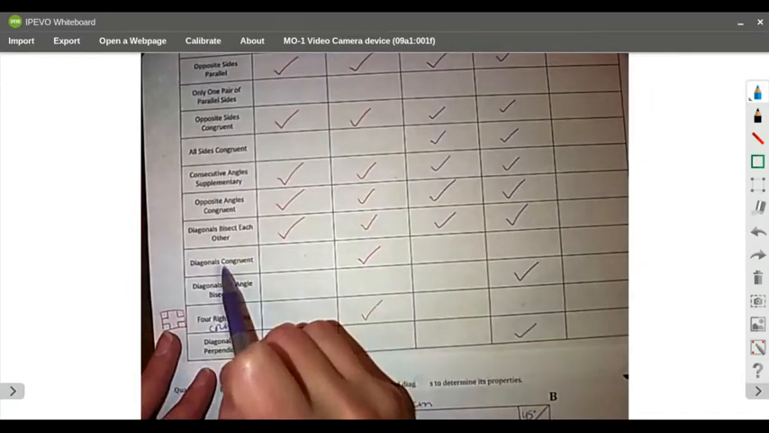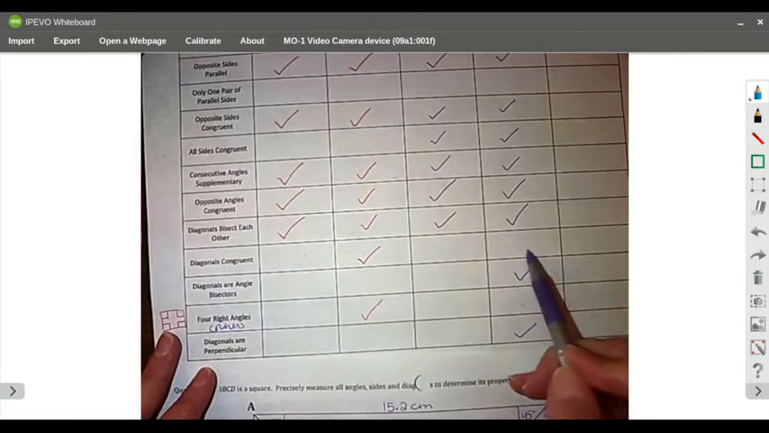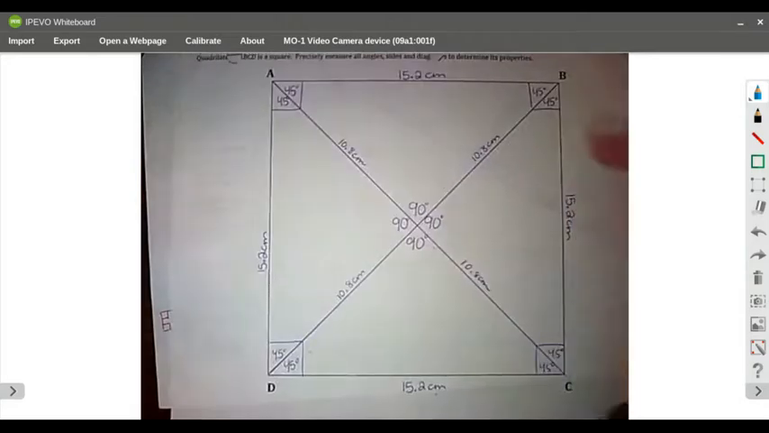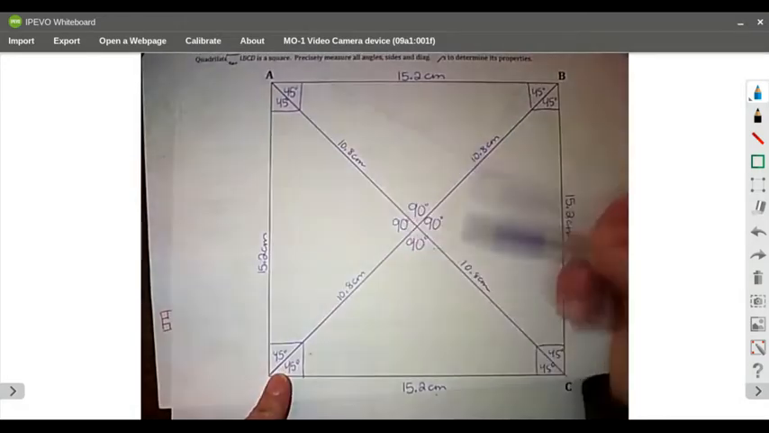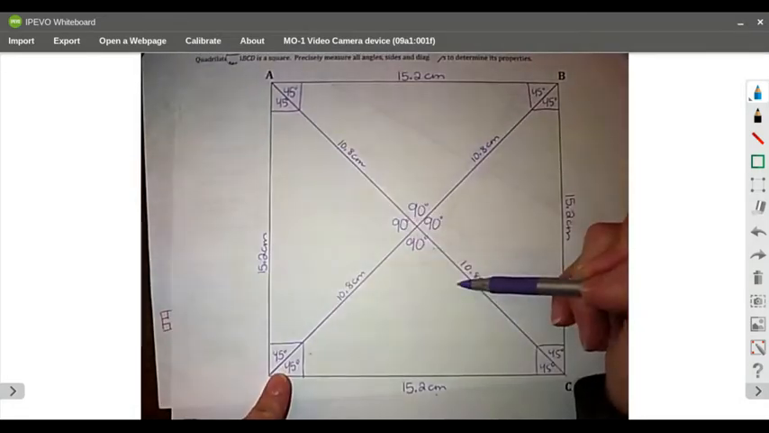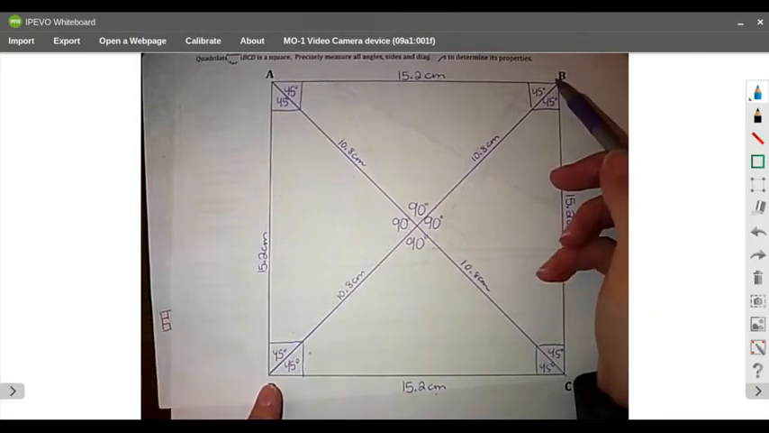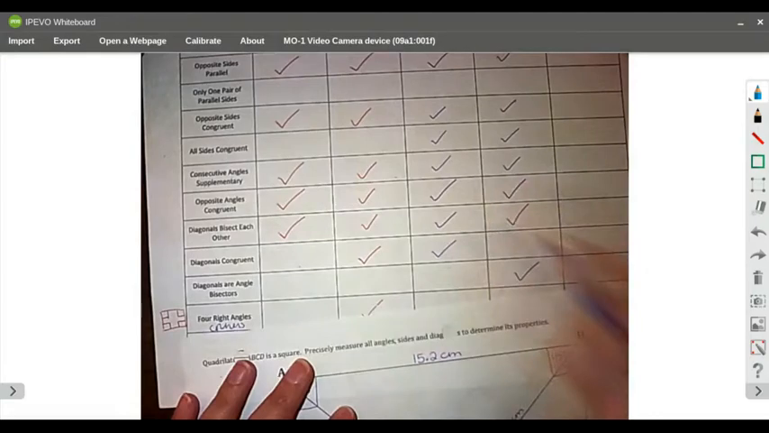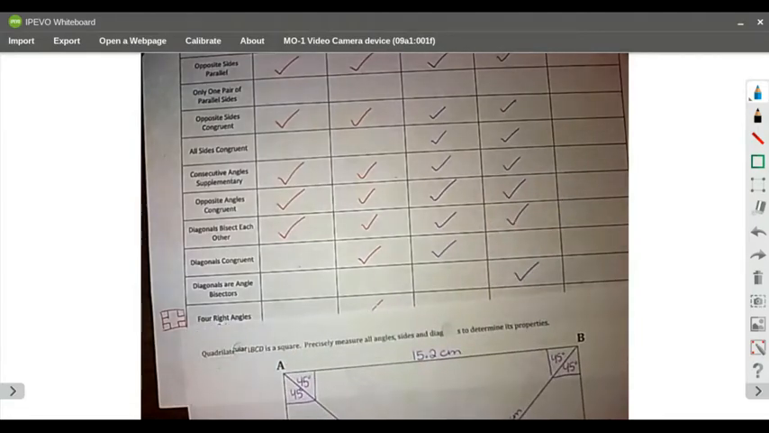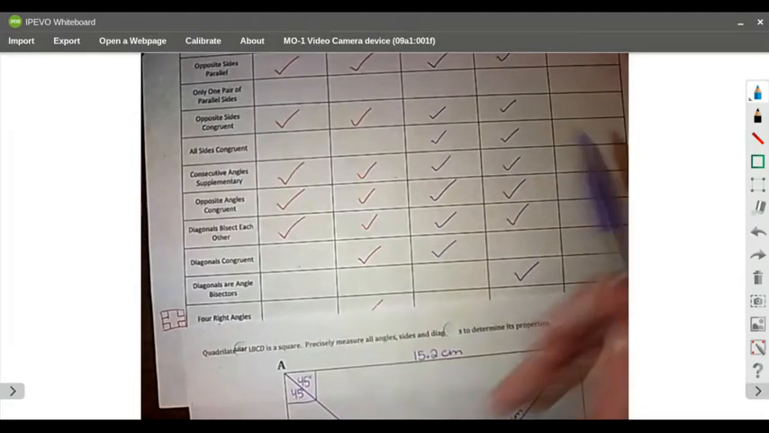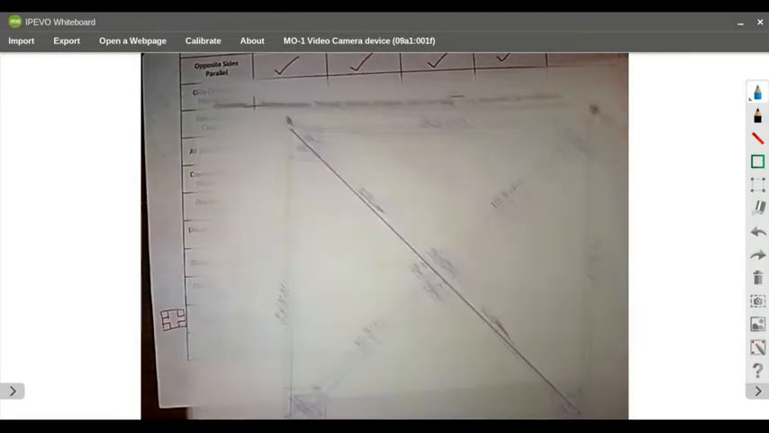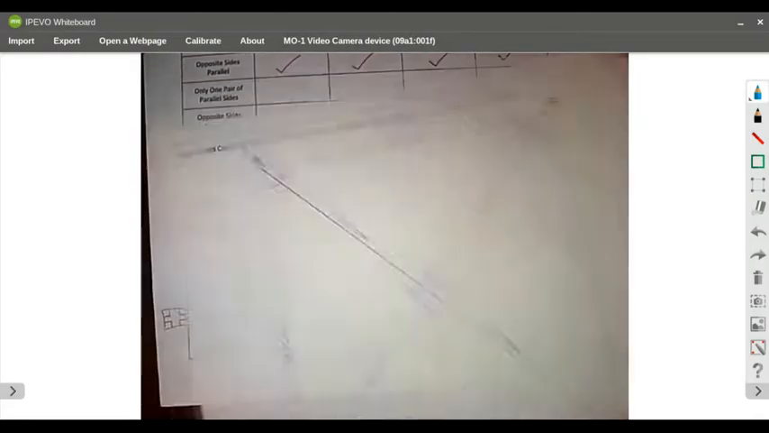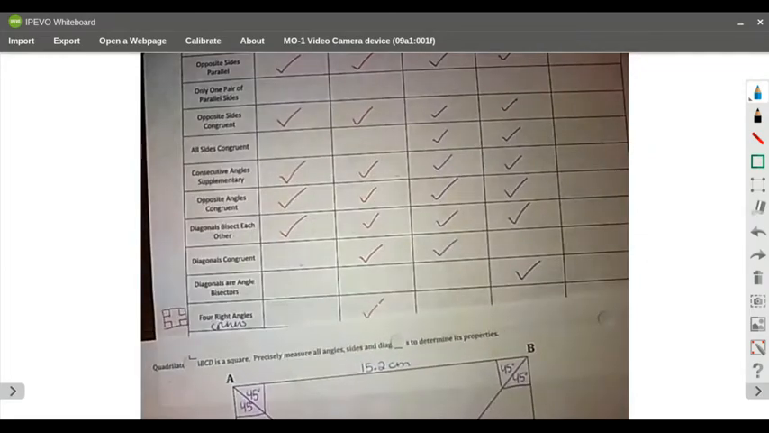Are the diagonals congruent? That was not true about a rhombus, but it was true about a rectangle. So let's take a look. Well, all 4 of these little pieces are 10.8, so that would mean that the entire things, yes, they are congruent. So the diagonals are congruent in a square. And I already checked off diagonals bisect each other. I don't know if I talked about that, but these are equal and these are equal. So yes, the diagonals bisect each other.